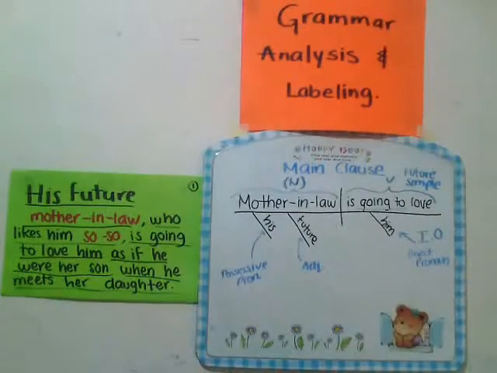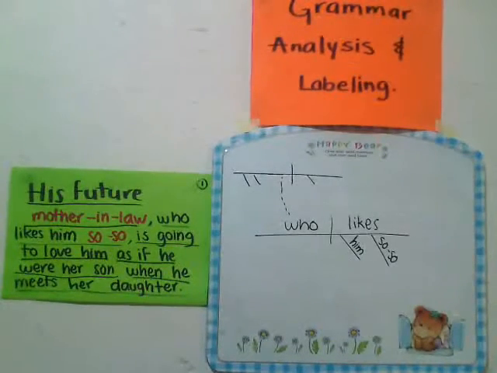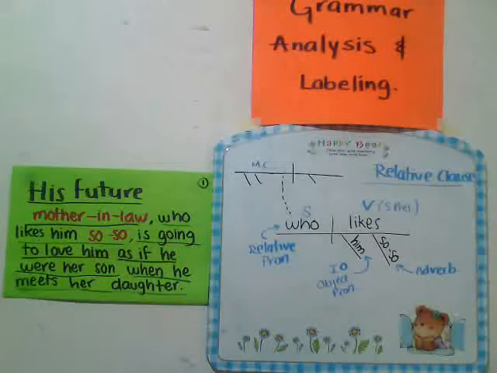Now we have to diagram the other part of the sentence. It says who likes him so, and we have to diagram it under the subject like this. Who likes him so is a relative clause. It is a relative clause because it begins with a relative pronoun. This relative pronoun is working as the subject. Likes is the verb and it is in simple present. Him, as in the other example, is our indirect object and it is an object pronoun. And so is our adverb.